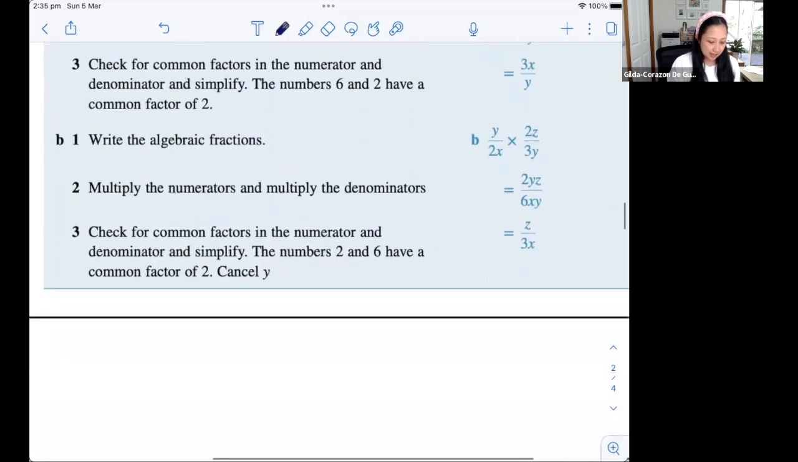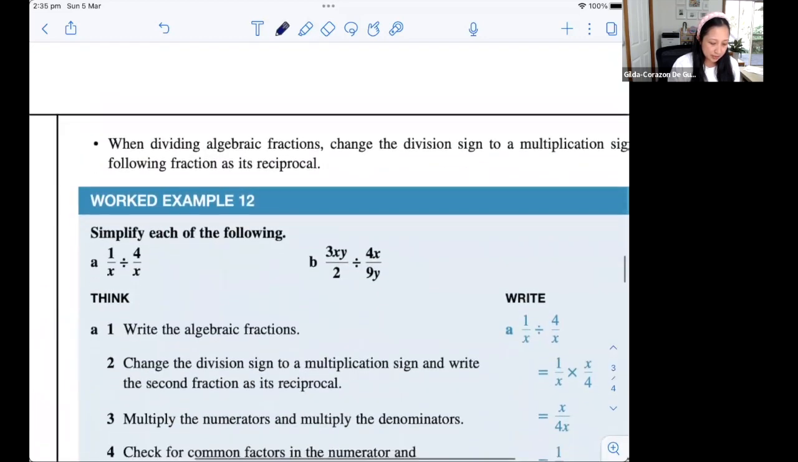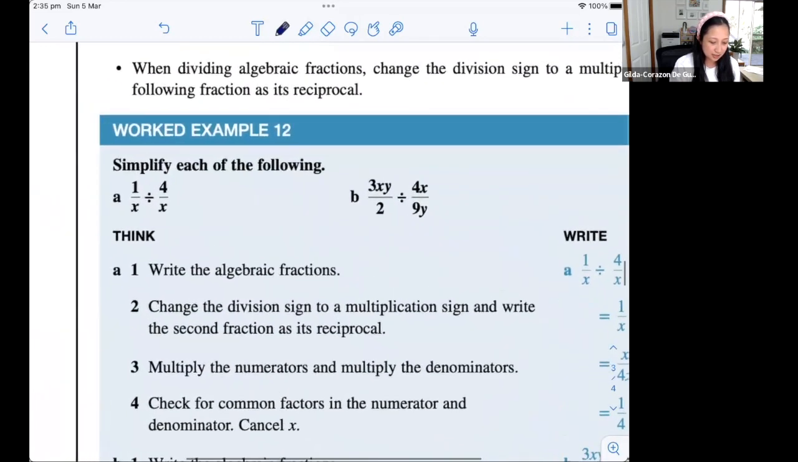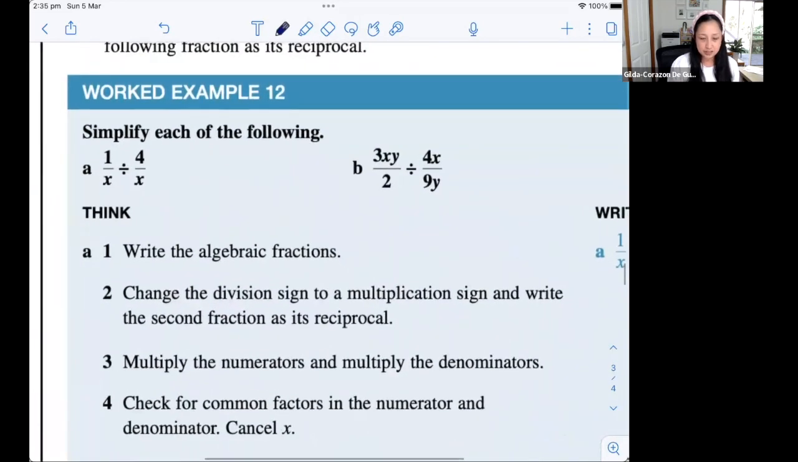Okay, right. How do we divide them? So similar to how we divide fractions, right? We would flip the second fraction. When we flip it, that's what we call the reciprocal, or a better term for that would be the multiplicative inverse. And therefore, we've got what? 1 over x multiplied by x over 4.